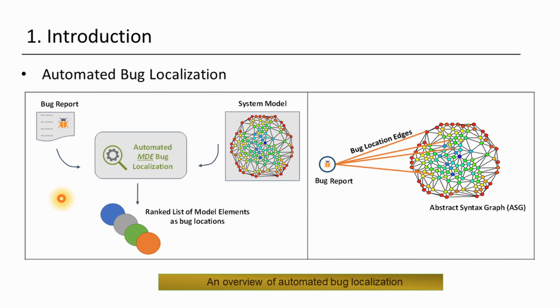As it can be observed, the initial result is a rank list of model elements as bug locations, from which we generate a UML class diagram to visualize the bug location. This can help the developers in the process of analyzing the bugs or documenting them.